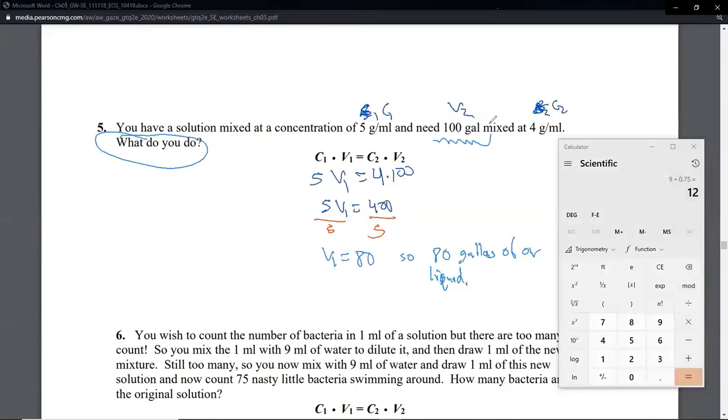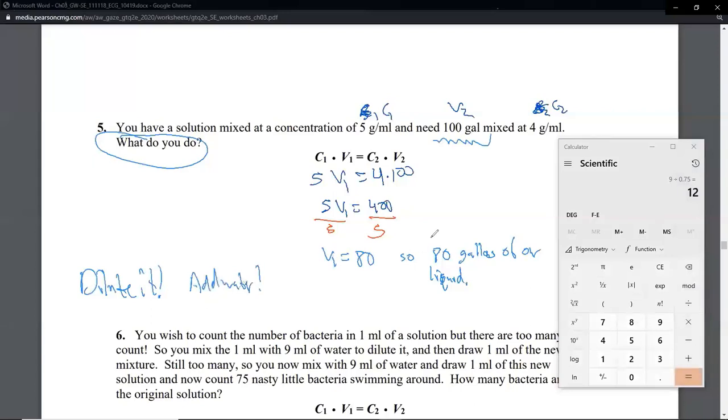But the problem is the customer says, don't give me 80 gallons mixed at 5 grams per milliliter. I want 100 at 4 grams per milliliter. So what do you do? You need to dilute the liquid that you're giving them. You need to give them 80 gallons of what you have in stock, but since they want 100 gallons and it to be weaker, you just add water.